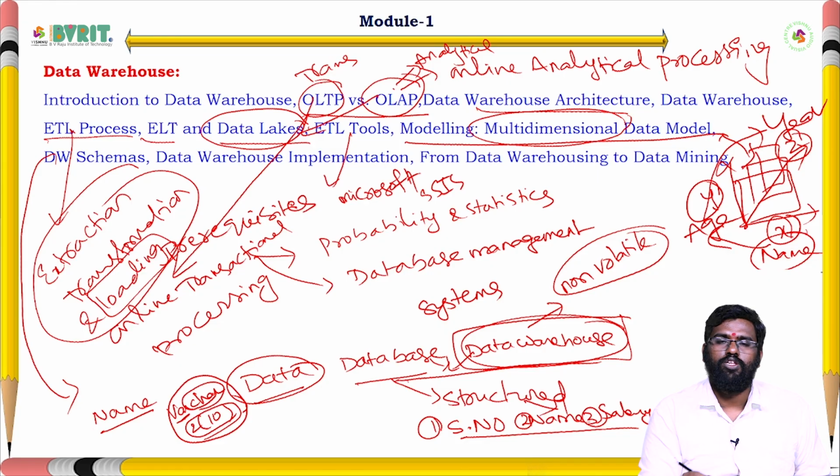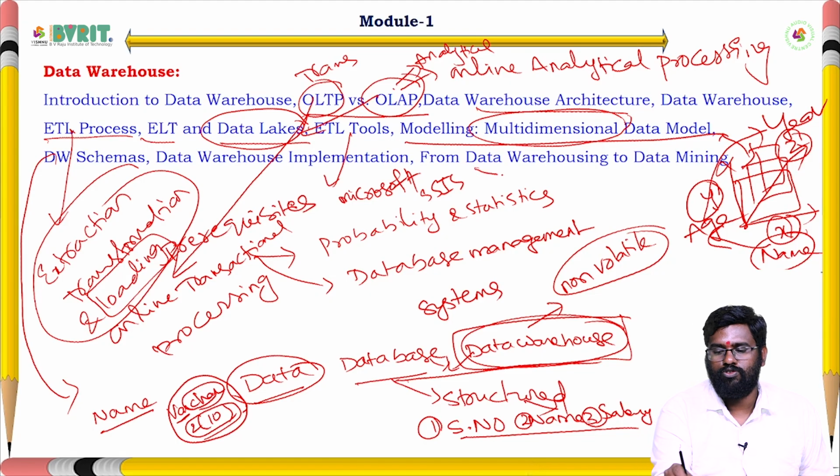Data warehouse implementation: we already know that to implement a data warehouse we have to use the ETL process, extraction, transformation and loading. First we have to collect the data from the various sources. Then we have to transform it, that means convert it into a suitable format. Then we have to load the data into our particular data warehouse.